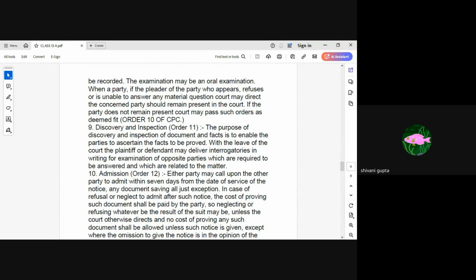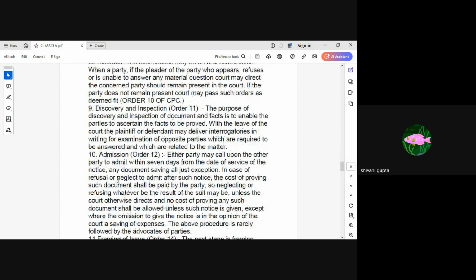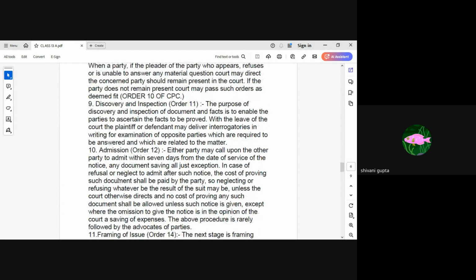Discovery and inspection is given under Order 11. Admission is given under Order 12. Admission is important: a party may call upon the other party to admit, within 7 days from the date of service of notice, any document, saving all just exceptions. In case of a refusal or neglect to admit after such notice, the cost of proving such document shall be paid by that party, unless the court directs otherwise, and no cost of proving any such document shall be allowed.